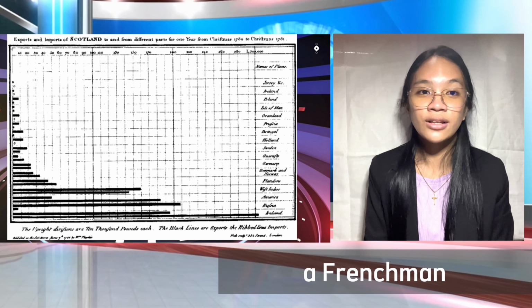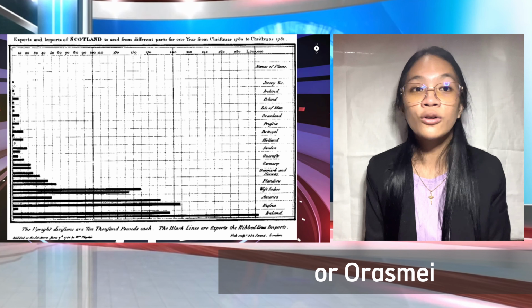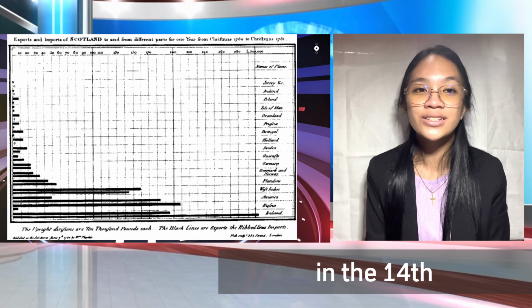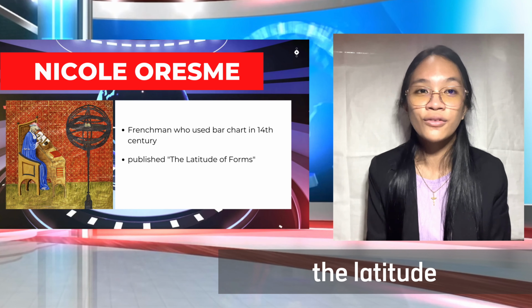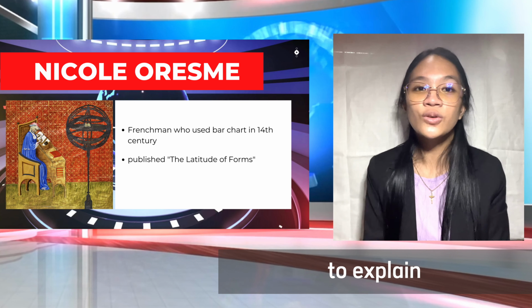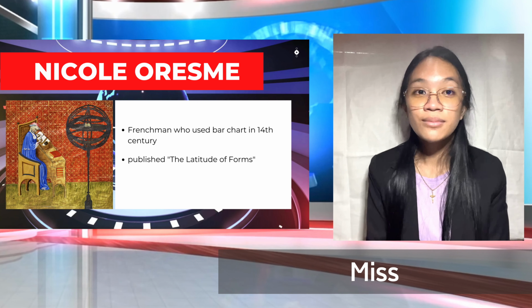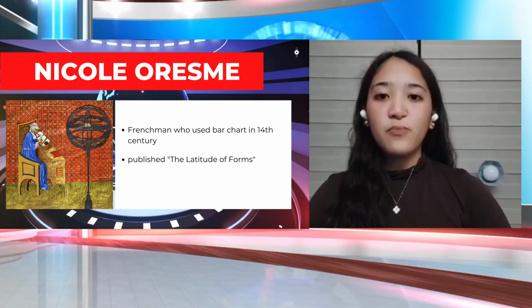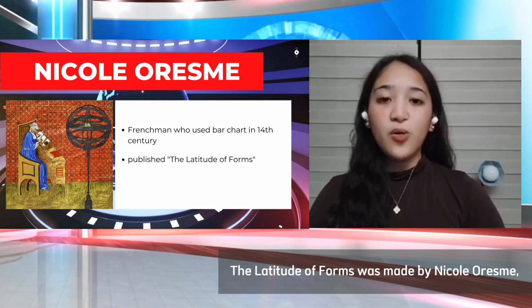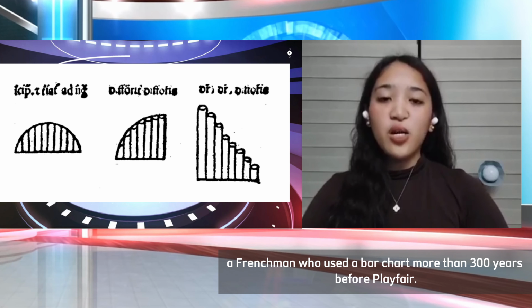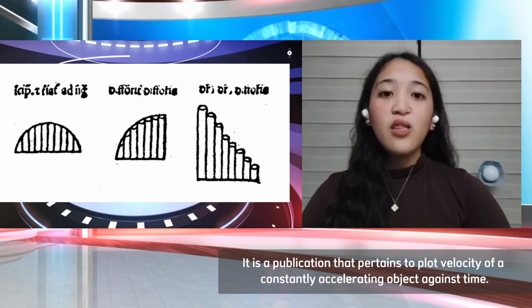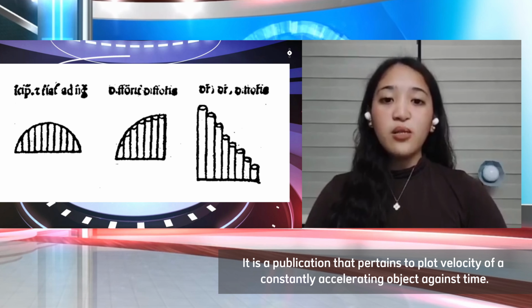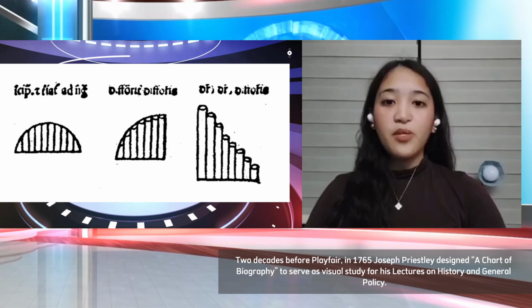However, there was a Frenchman, namely Nicole Oresme, who used the bar graph in a 14th century publication, namely the Latitude of Forms. Let us hear Miss Limpios explain the history of the bar graph further. Miss Limpios? Yes, Ella. So I am here to explain further the Latitude of Forms. The Latitude of Forms was made by Nicole Oresme, a Frenchman who used a bar chart for more than 300 years before Playfair. It is a publication that represents the plot of the velocity of a constantly accelerating object against time.